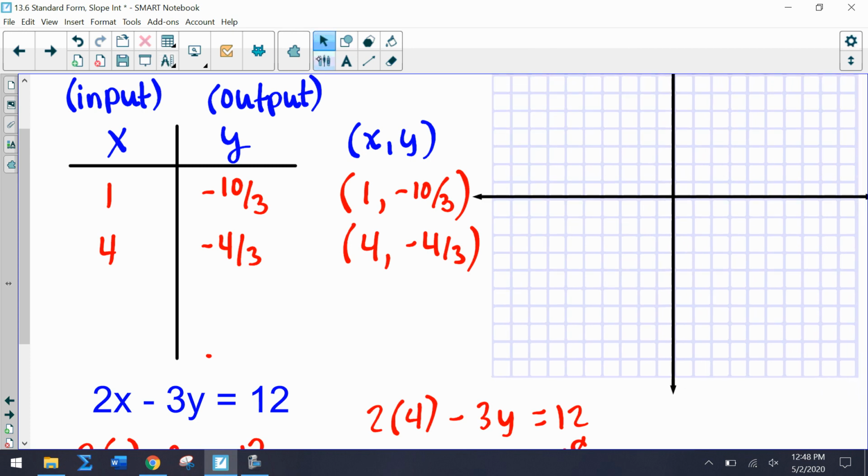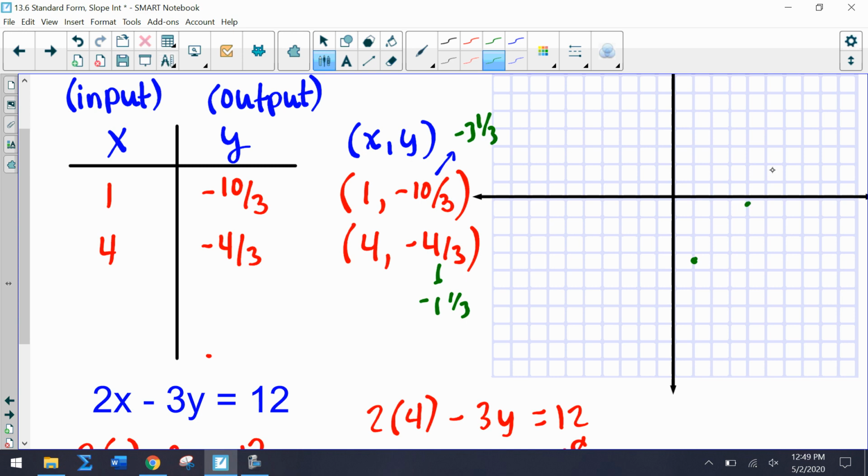So here we are. Negative 10 thirds as a mixed number is negative 3 and 1/3. And then here this is negative 1 and 1/3. So if I have 1 and then negative 1, 2, 3 and 1/3, I can eyeball that. And then at 4, 1, 2, 3, 4, I have negative 1/3, and we can graph that line.